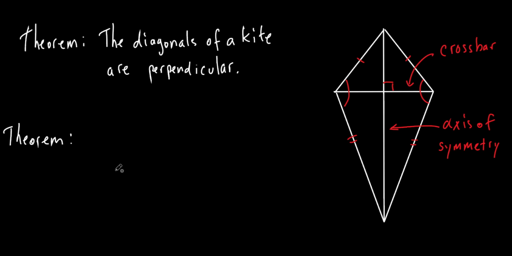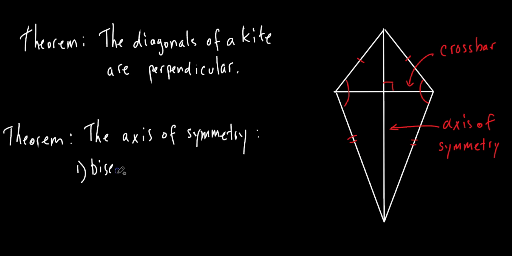So there's two parts to this theorem. The first one says that the axis of symmetry does two things. The axis of symmetry, which one is that? That's this one going up and down, right? Here's what it does. I'll put a little colon there. I'll put a 1. Here's the first thing it does. It bisects the crossbar.